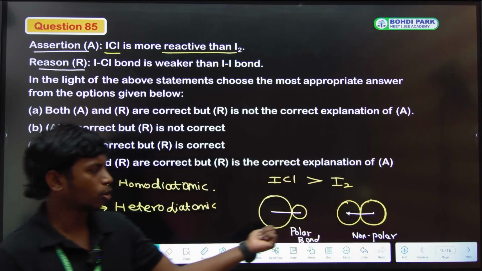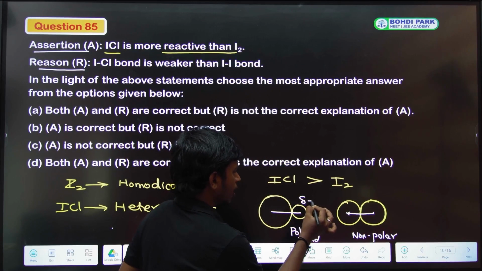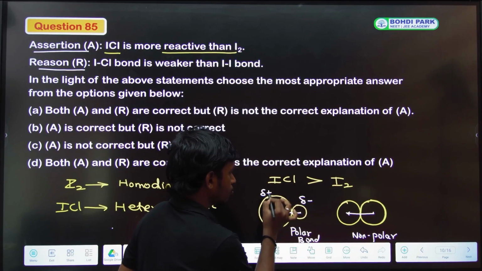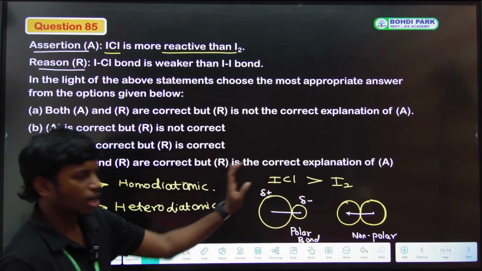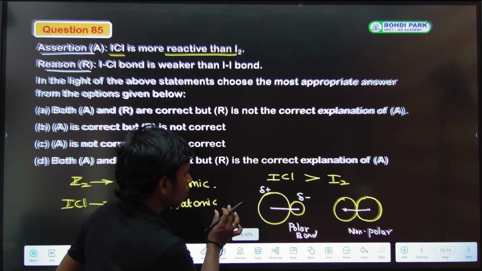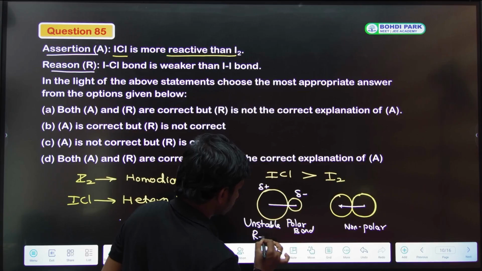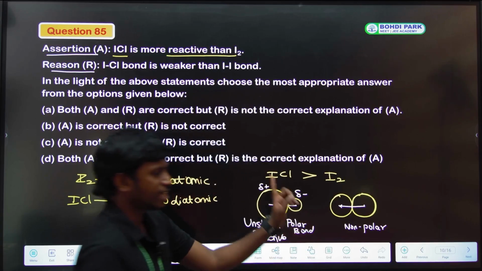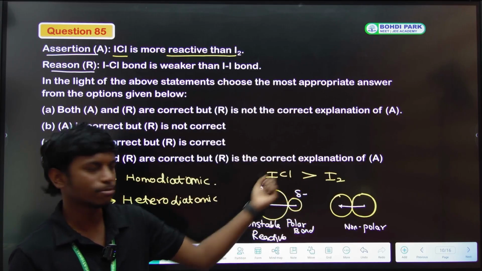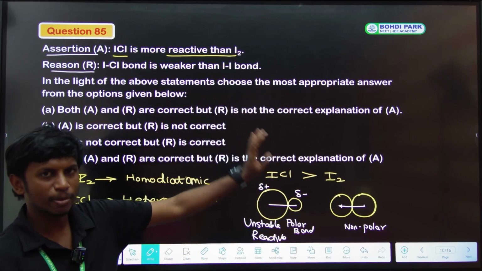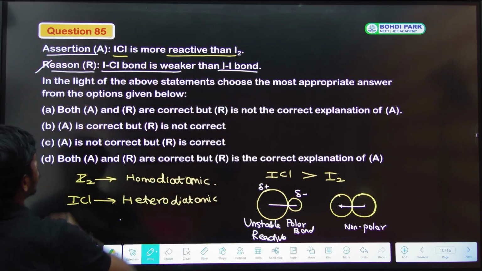If a bond is polar, one atom is more electronegative, so delta negative will be here and delta positive at the other. Those that are more polar are more reactive, so unstable and usually reactive. The ICl bond is very long as well as very reactive because of the asymmetrical polar bond. It can be easily broken. The ICl bond is weaker than the iodine bond, that is correct.